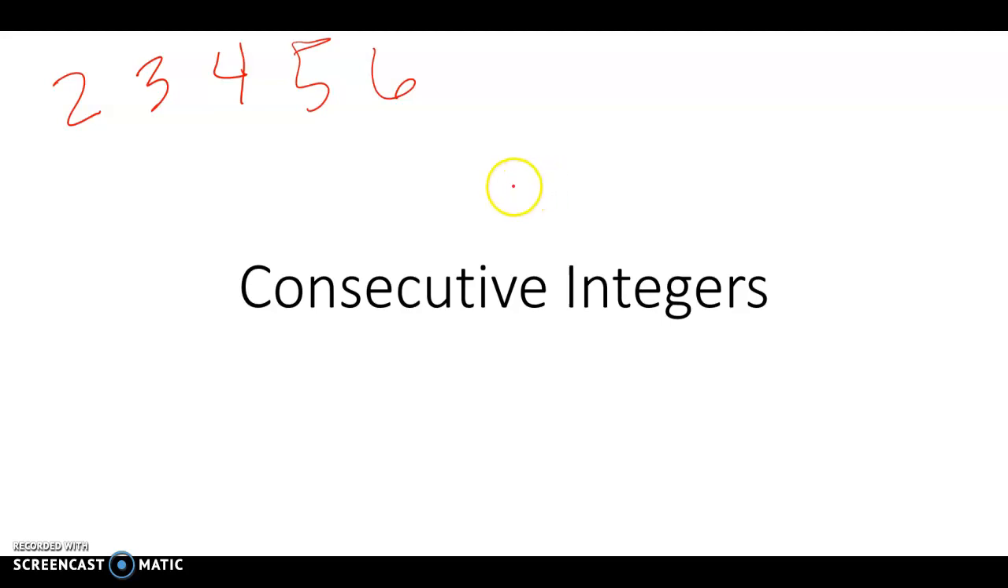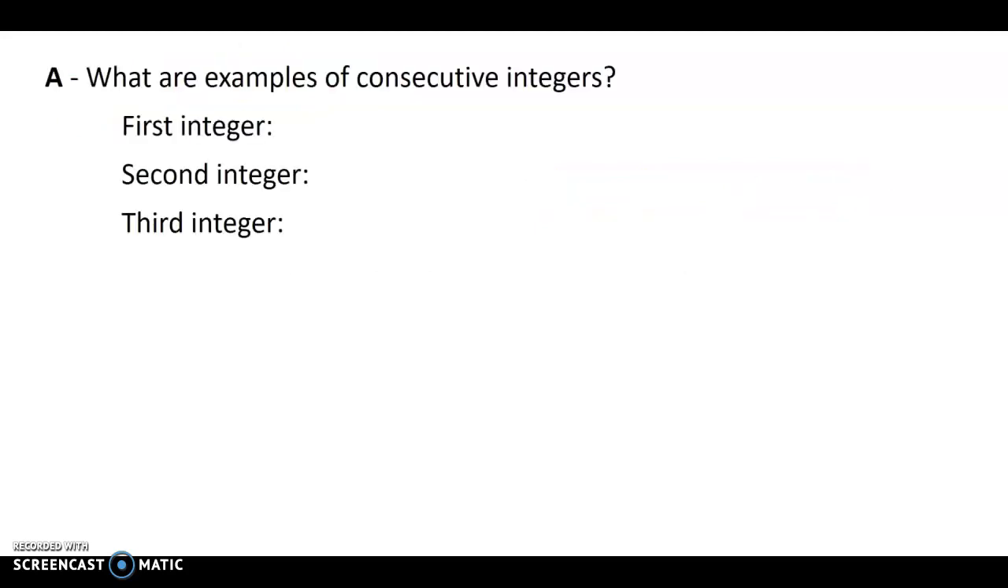I can make that argument with negative numbers as well: -9, -8, -7, -6, and so on. So I'm looking for those that are connected to each other. We'll also talk about consecutive even and consecutive odd numbers. But let's start out with consecutive integers. What we need to understand is what is the pattern, what is the sequence between these values?